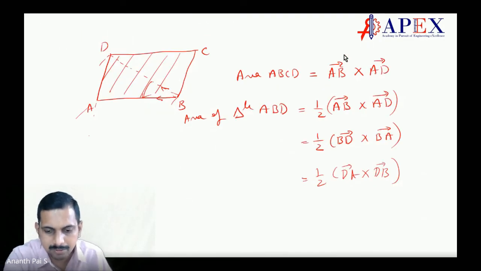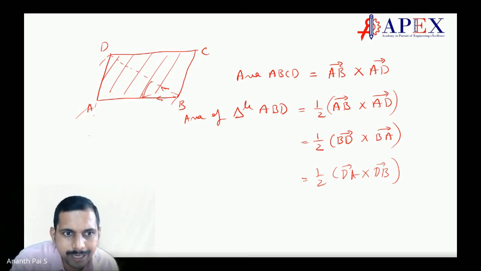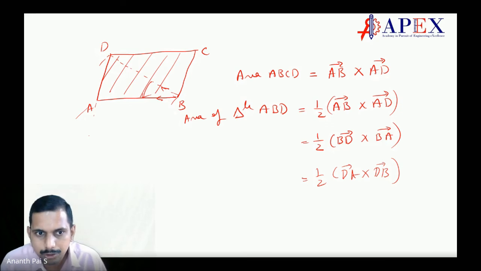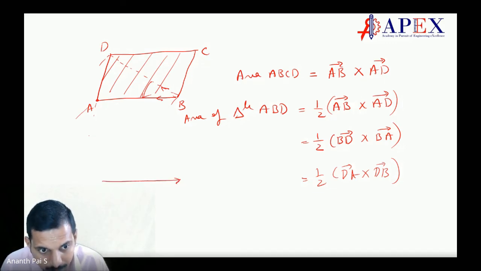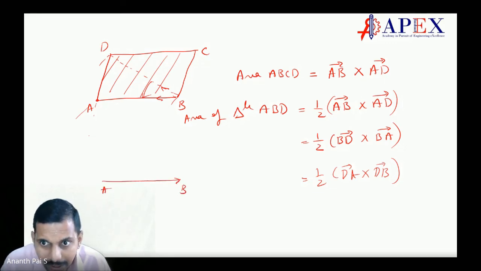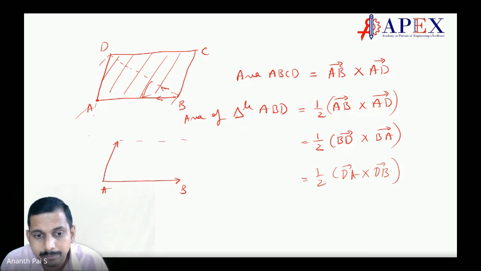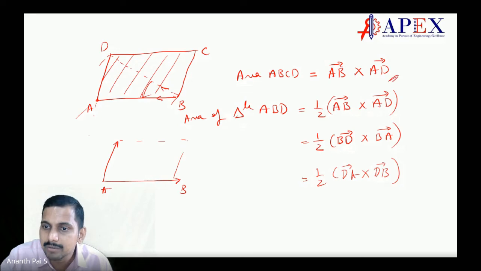See here, we have to find the area. How do you find the area? If you want to find the area of ADCB, or ABCD, what we'll do? From this, we have this vector, AB vector. You have AB vector and then AD vector. Okay, this forms a parallelogram. Okay, and it is the area of this.